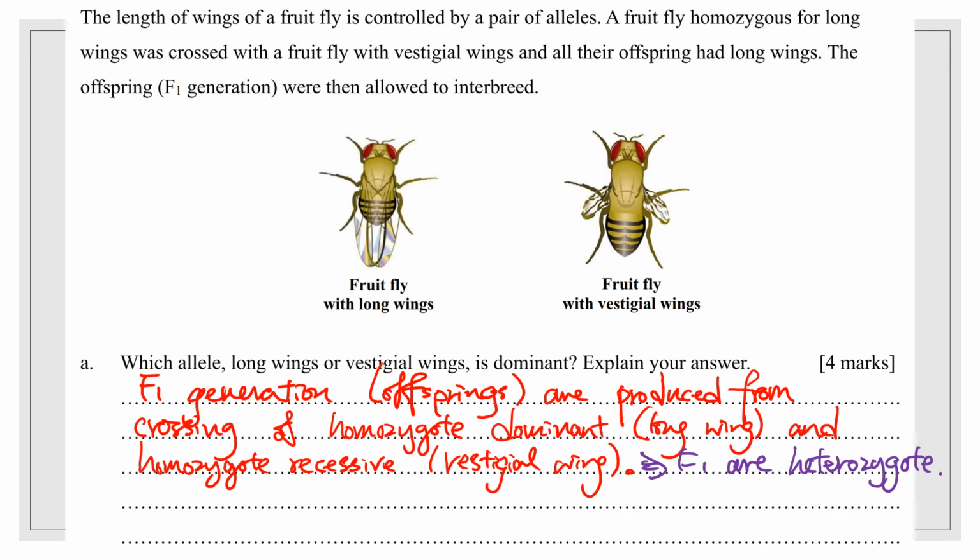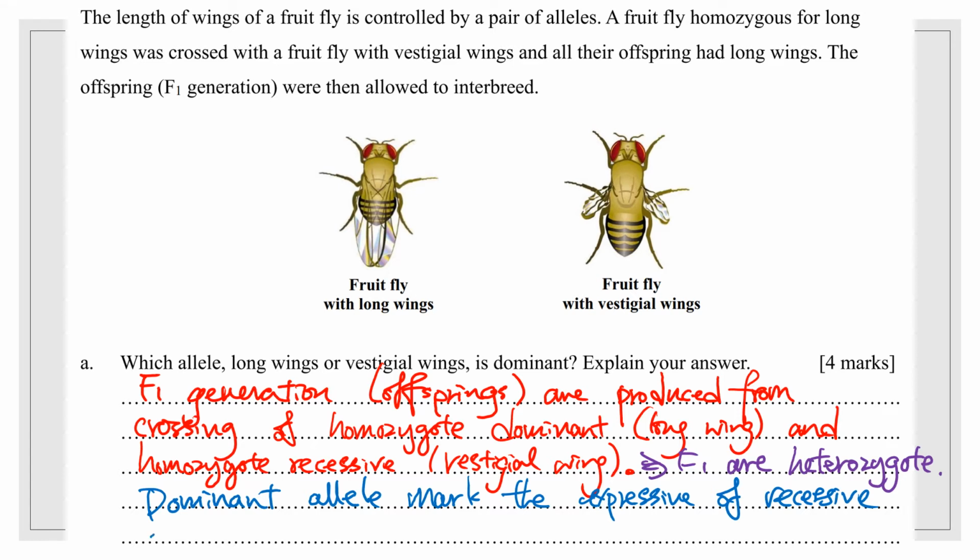So the next part that you want to write down would be: dominant allele will mask the expression of recessive allele in heterozygote condition.